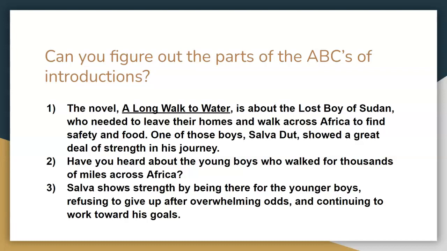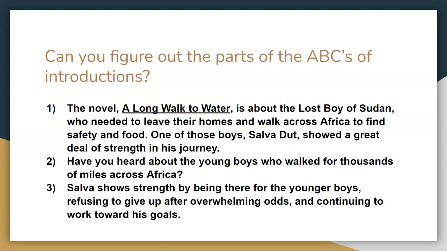The novel A Long Walk to Water is about the lost boys of Sudan who needed to leave their homes and walk across Africa to find safety and food. One of those boys, Salva, showed a great deal of strength in his journey. Have you heard about the lost boys of Sudan who walked for thousands of miles across Africa? Salva showed strength by being there for the younger boys, refusing to give up after overwhelming odds, and continuing to work towards his goals. Can you figure out which sentences go in which order?